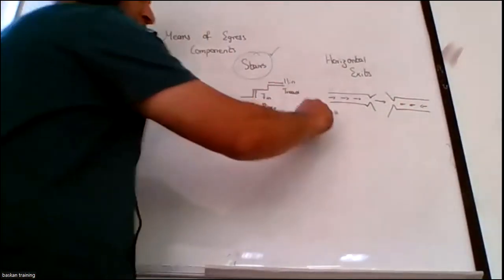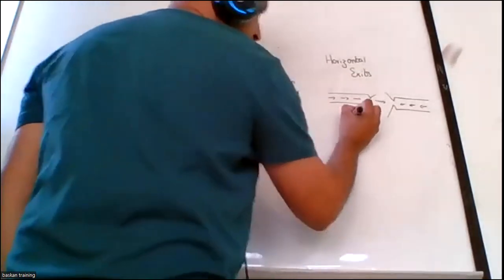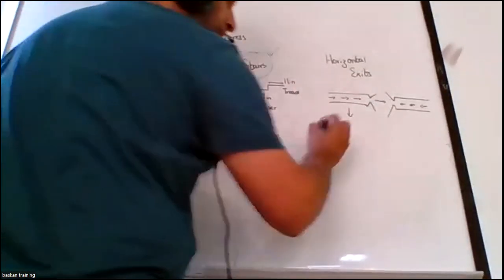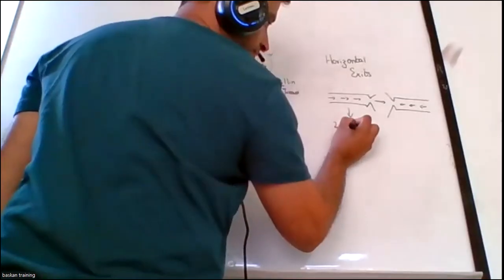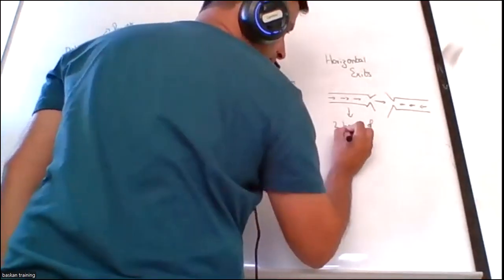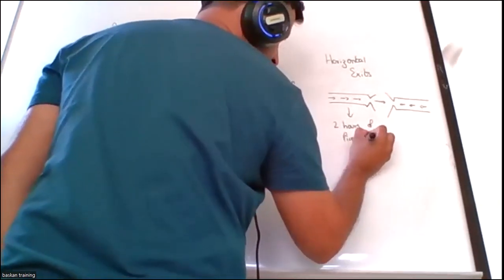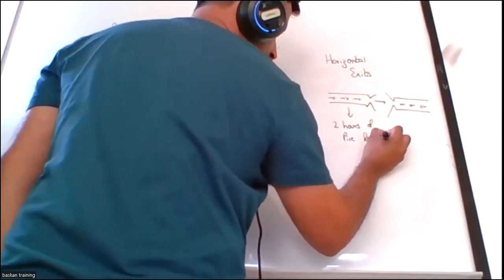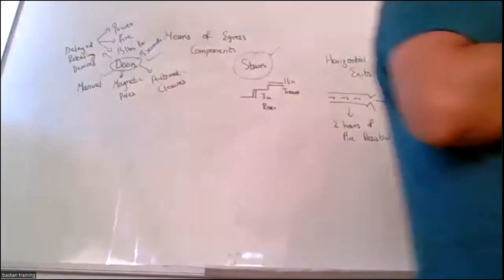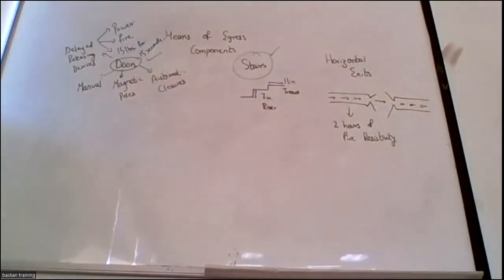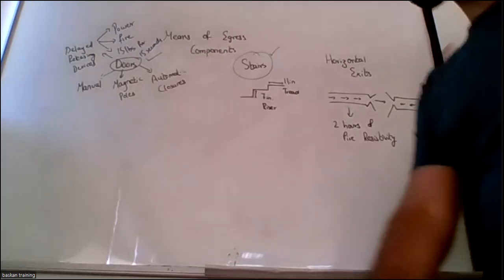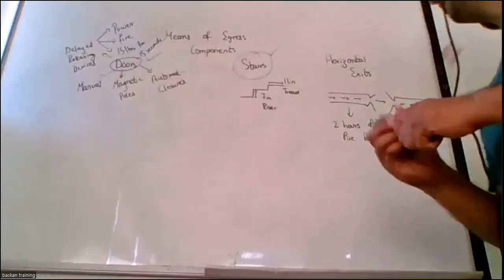NFPA 101 says a horizontal exit should be protected by a minimum of 2 hours of fire resistivity. So horizontal exits are also considered as means of egress.